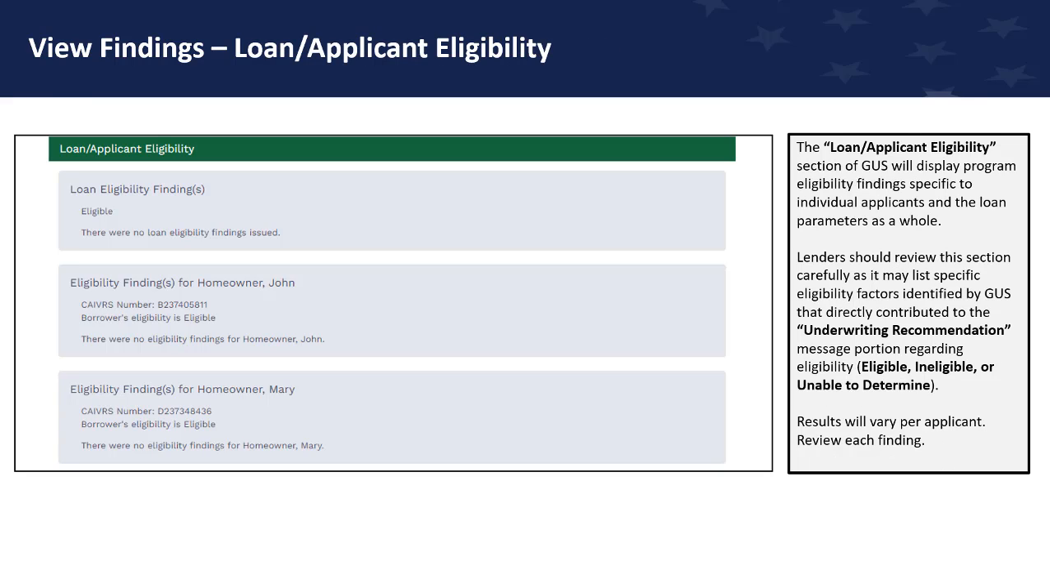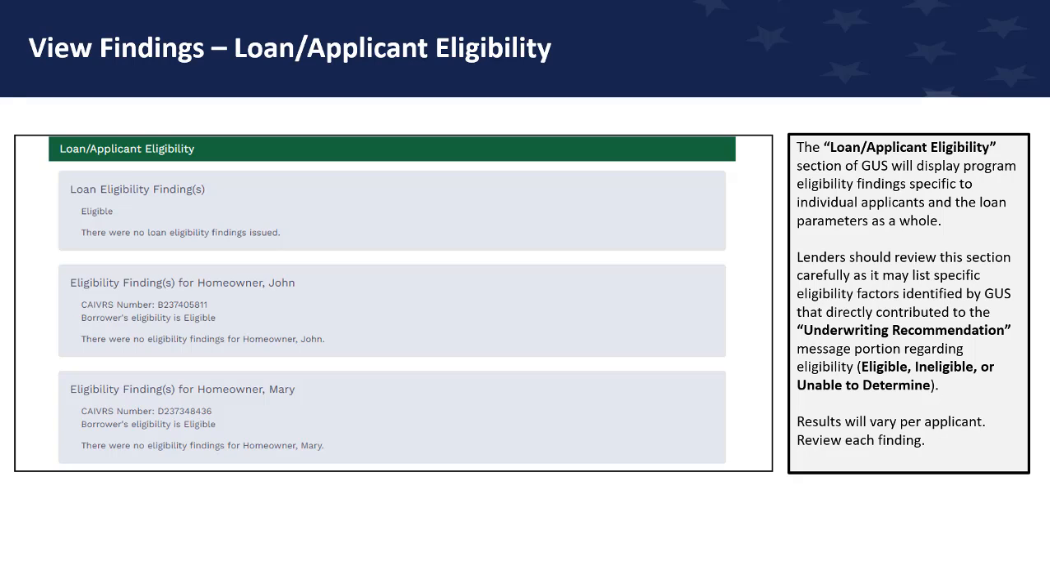The loan applicant eligibility section of GUS will display program eligibility findings specific to individual applicants and the loan parameters as a whole. Lenders should review this section carefully as it may list specific eligibility factors identified by GUS that directly contributed to the underwriting recommendation message portion regarding eligibility: eligible, ineligible, or unable to determine. Results will vary per applicant.